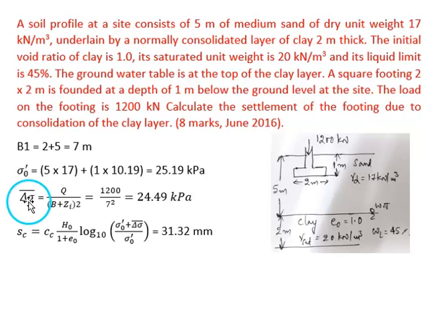To calculate the delta sigma dash value, because it is a square footing, we can use the equation Q by B plus Zi whole square. Here the Zi value is from the base of the footing to the center of the clay layer. So this is 4, and this is 4 meter plus this is 1 meter, so it is 5 meter. Width of the footing is 2. So 2 plus 5, it is 7 meter. So that will give us the delta sigma dash value. By substituting these values in the equation, we can calculate the consolidation settlement.